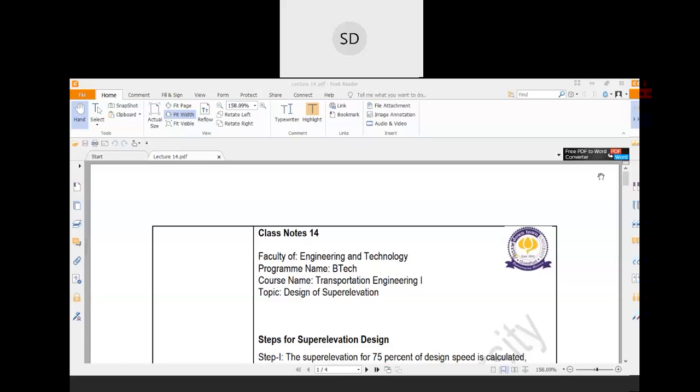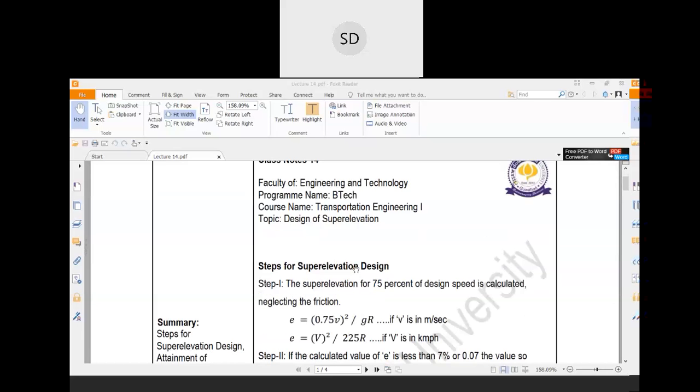So there are some other things which also impact the super elevation. So in such cases, there are separate provisions for the mixed traffic conditions. For the mixed traffic condition, there are different steps which you have to follow while designing the super elevation.